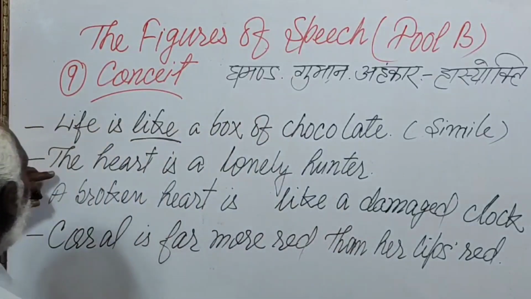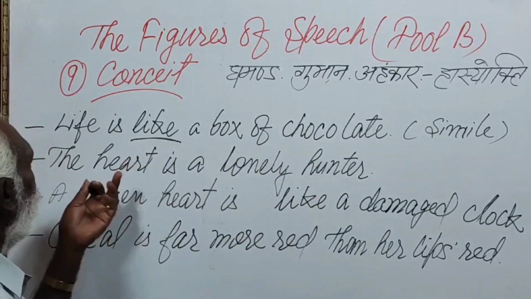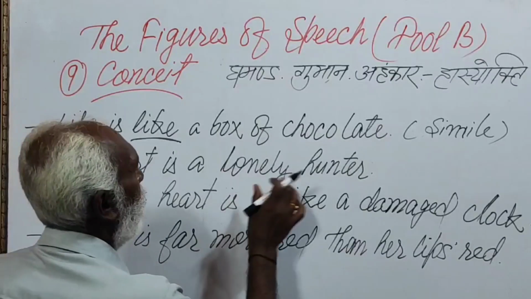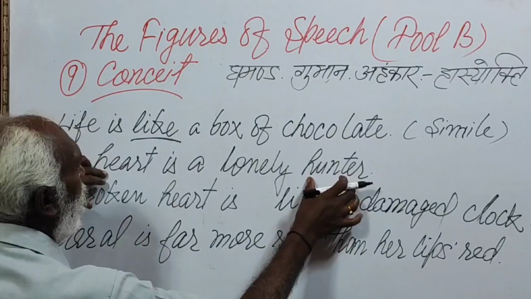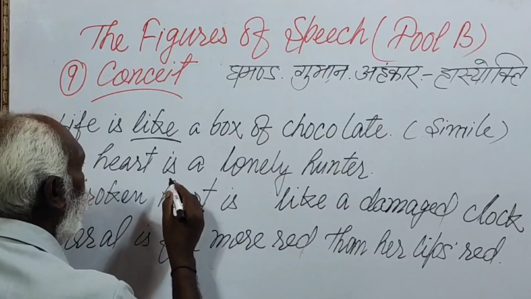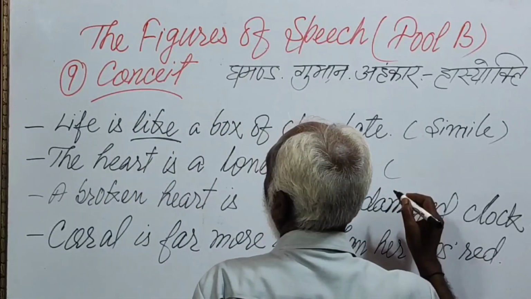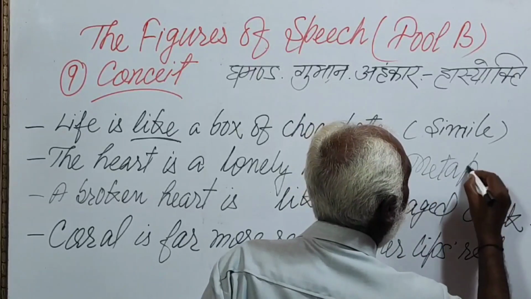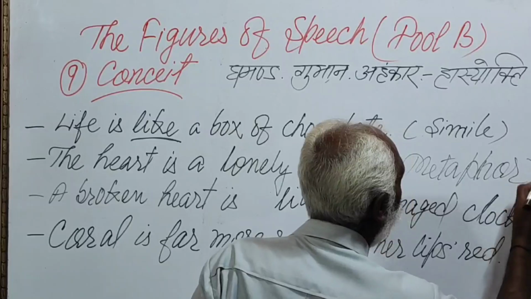सिमिली. The heart is a lonely hunter. The heart, हृदय, is a lonely, एकांत hunter, शिकारी है. हृदय एक शिकारी है, वो भी एकांतवासी शिकारी है. So here is comparison, but without like or as, means here metaphor. Metaphor का प्रयोग करते हुए यहाँ comparison किया गया है.